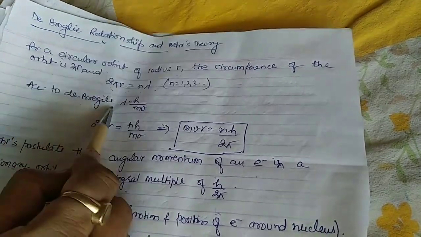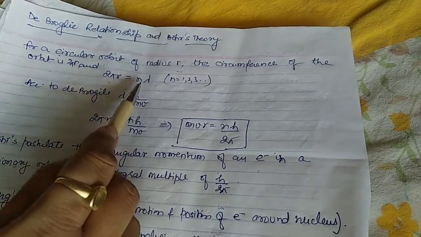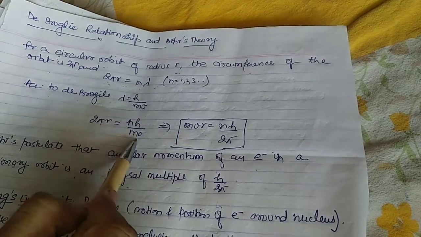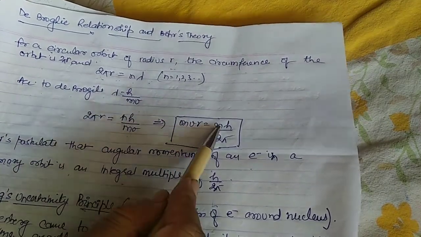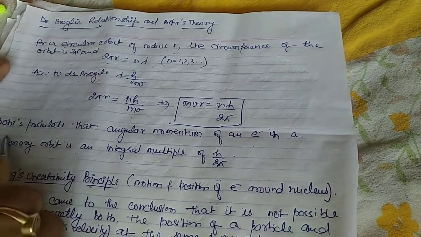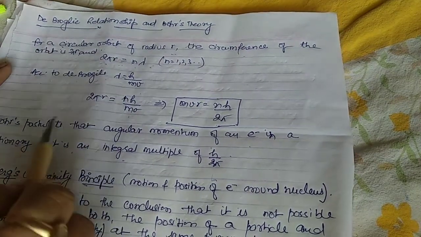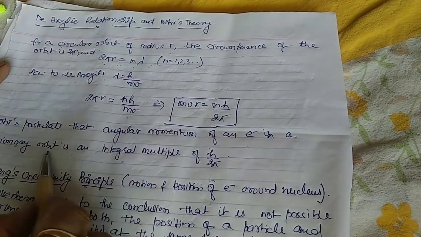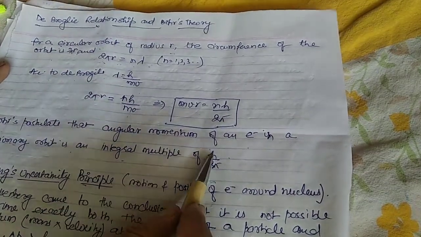Now according to de Broglie, lambda is equal to h upon mv. So 2 pi r is equal to nh upon mv, or mvr is equal to nh upon 2 pi. And this was Bohr's postulate. What was Bohr's postulate? Bohr's postulate is that the angular momentum of an electron in a stationary orbit is an integral multiple of h upon 2 pi.